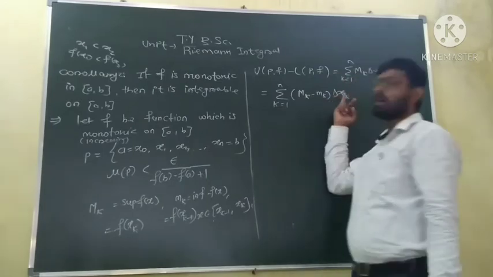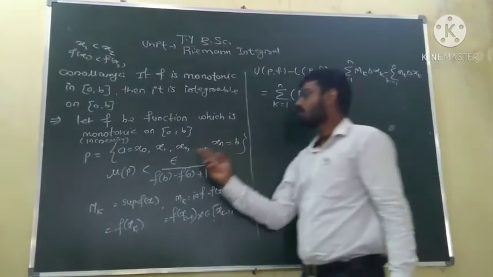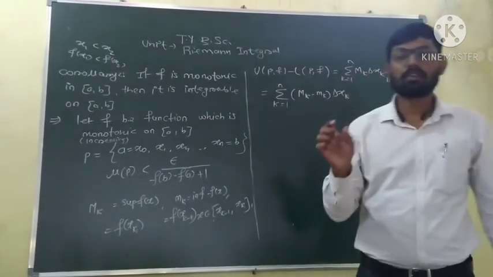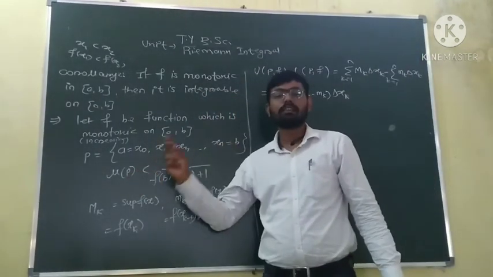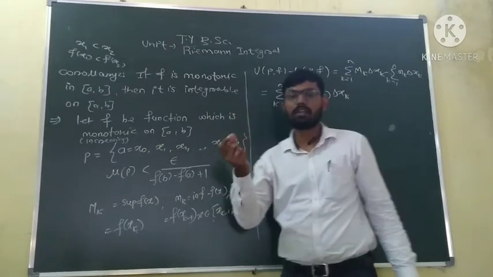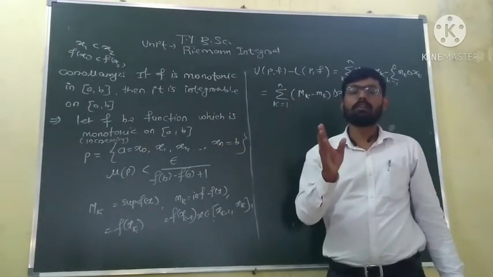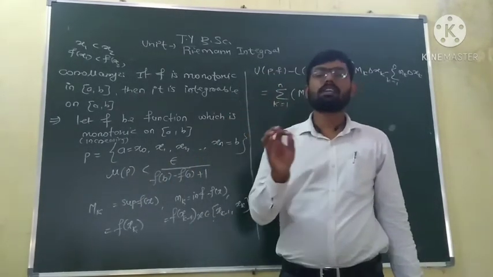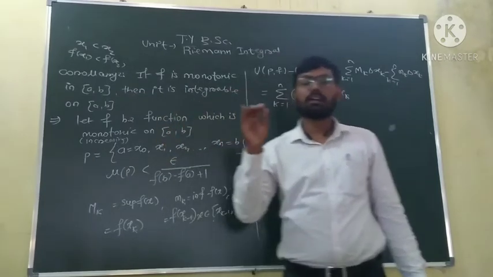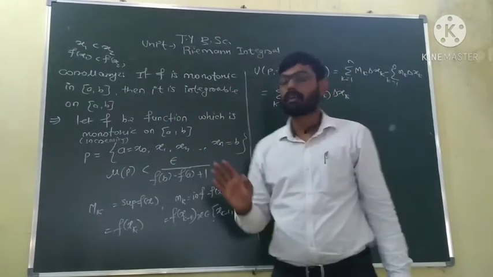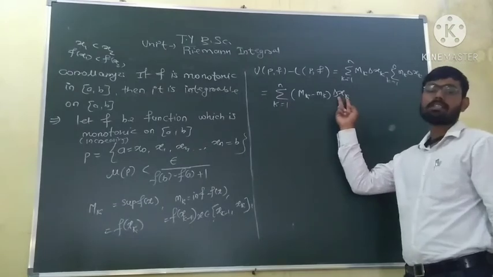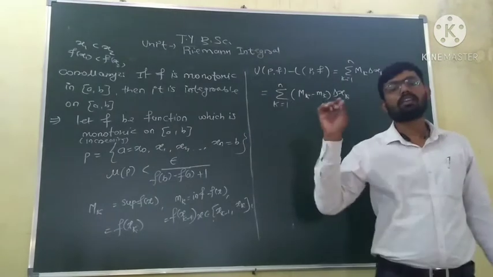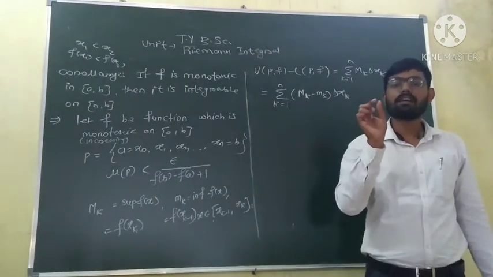Delta xk is nothing but the length of the kth interval, and the norm of P is nothing but the maximum length of the intervals. So the norm of the partition is the maximum length of the subintervals. Since it is the norm, any other length of an interval is always less than or equal to that norm, because the norm is itself the highest length of any interval.